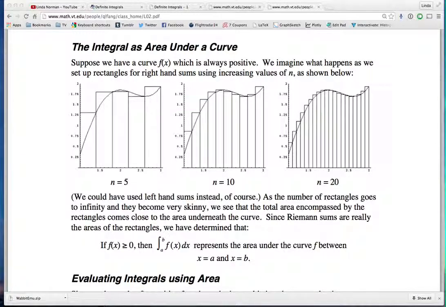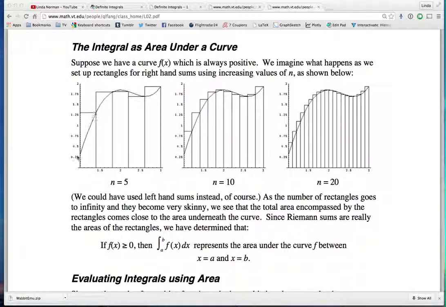Okay, this is part 2 of the definite integral. In part 1 of this video series, I talked about the definite integral and the formal definition of the definite integral. And we defined the definite integral as the area under the curve.